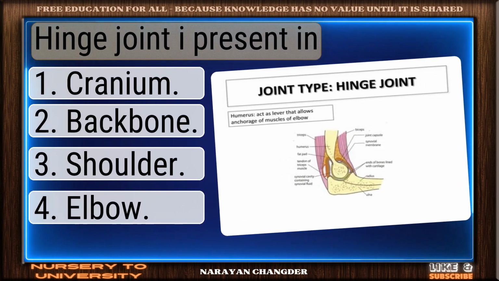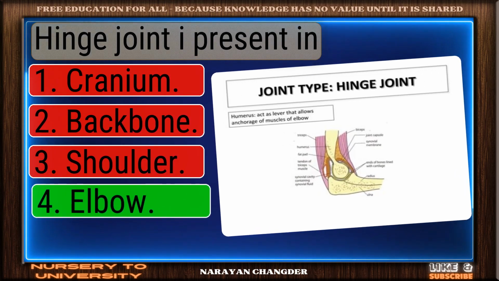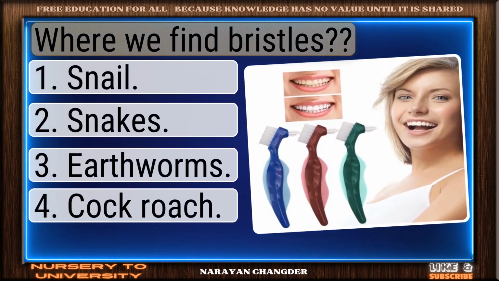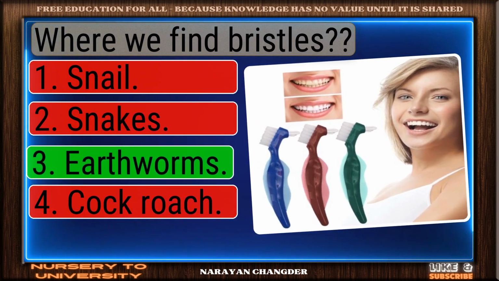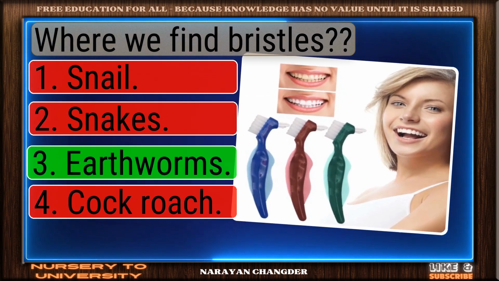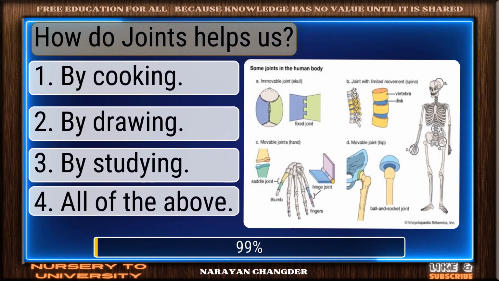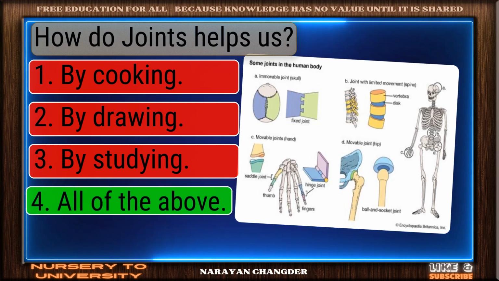Hinge joint is present in. Correct. Elbow is the right answer. Where do we find bristles? Great job. Earthworms is the accurate answer. How do joints help us? Excellent choice. All of the above is the right answer.